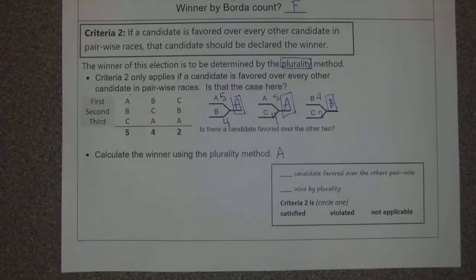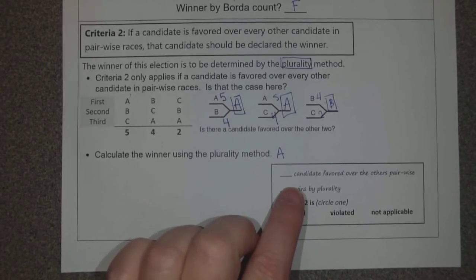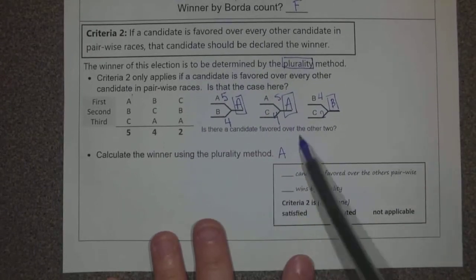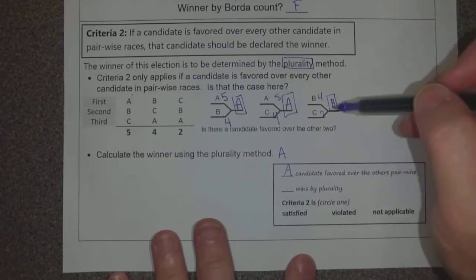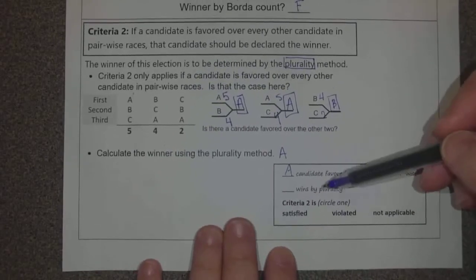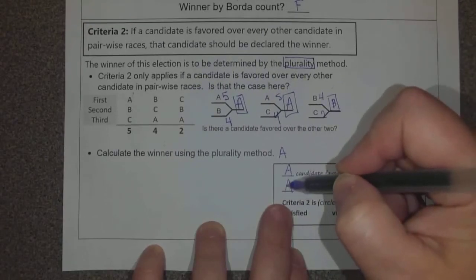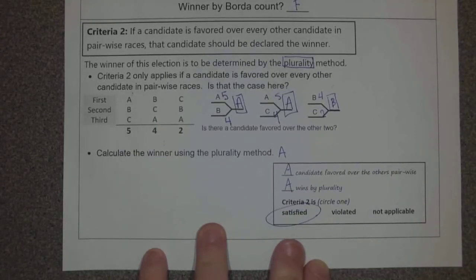So to calculate the winner favored over the others in the pairwise, I'm going to say that A won that time because he won the 2 where he was compared against B and against C, which means he was compared against all of the other candidates. And then who wins by plurality? That was A again. So this criteria was satisfied.